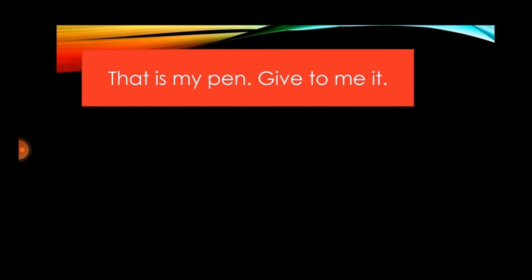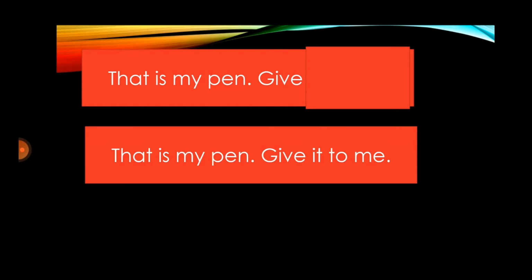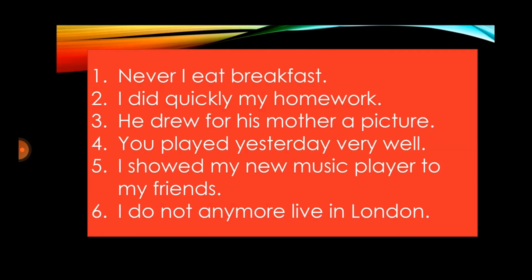Now, "That is my pen. Give to me it." What is wrong in the sentence? Something is wrong here. So, what do we have to do? That is my pen. Give it to me. Instead of "give to it me," you have to write "give it to me."